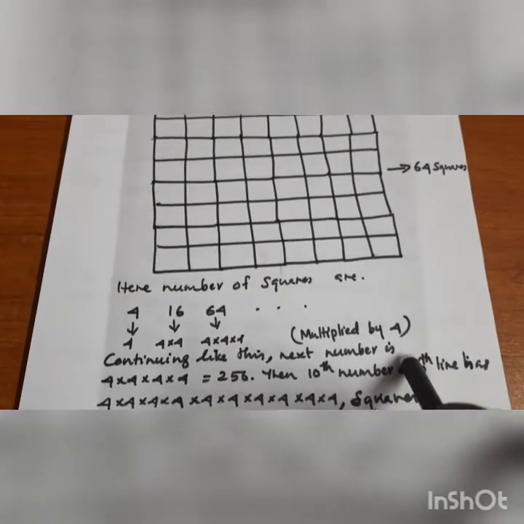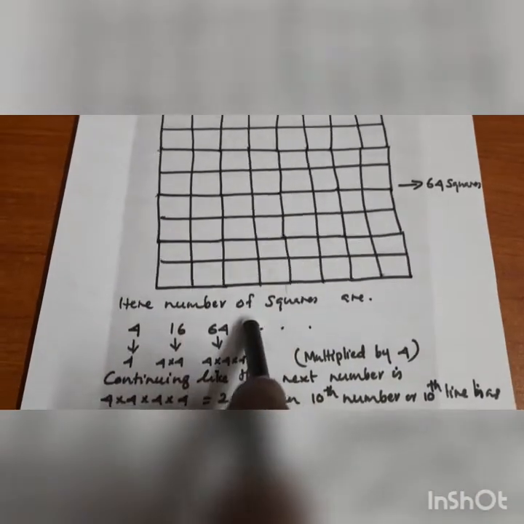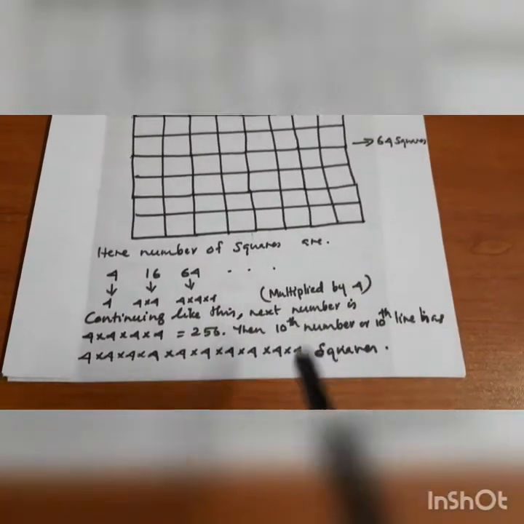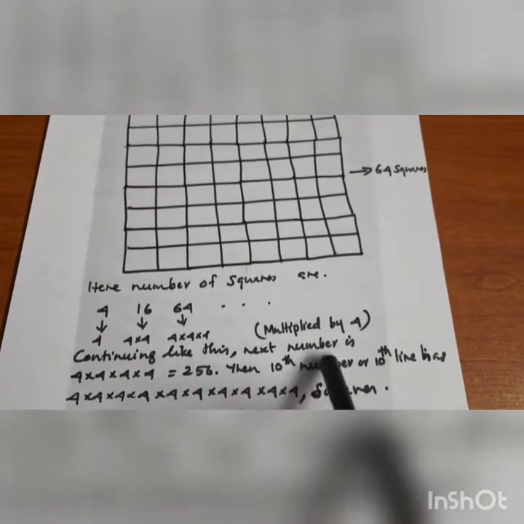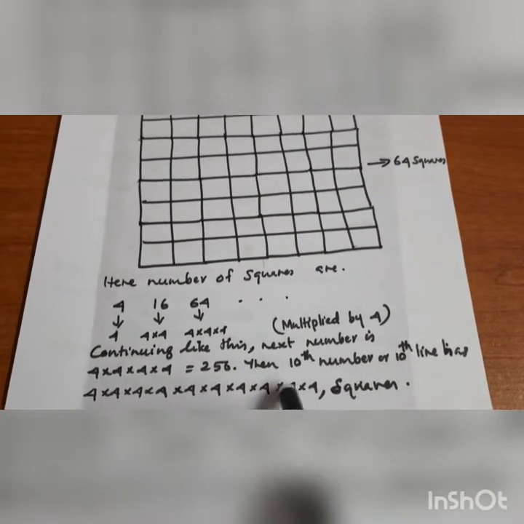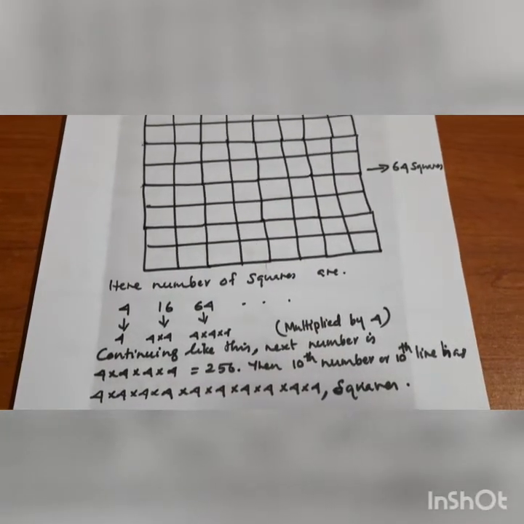Continue like this. What is the next number? That is the 4th number: 4 into 4 into 4 into 4. That is 64 into 4, that is 256. Then, what about the 10th number? How many times is 4 multiplied? 4 is multiplied 10 times. That many squares are in the 10th pattern.